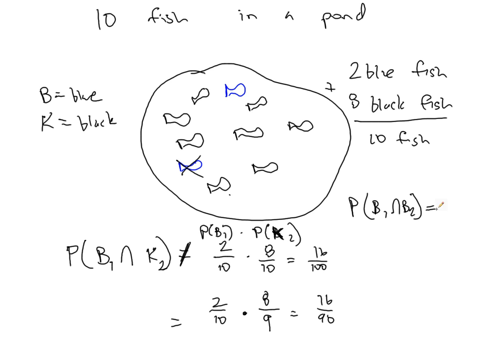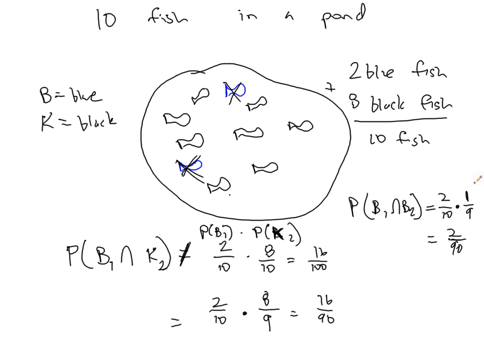So, what we're going to say here is, well, it's got to be 2/10 for the first fish. But now that you've removed a blue, you only have 9 fish left. And out of those 9 fish, there's only one more blue. So now the probability has gotten a little bit smaller. And basically we've gone to 2/90ths.